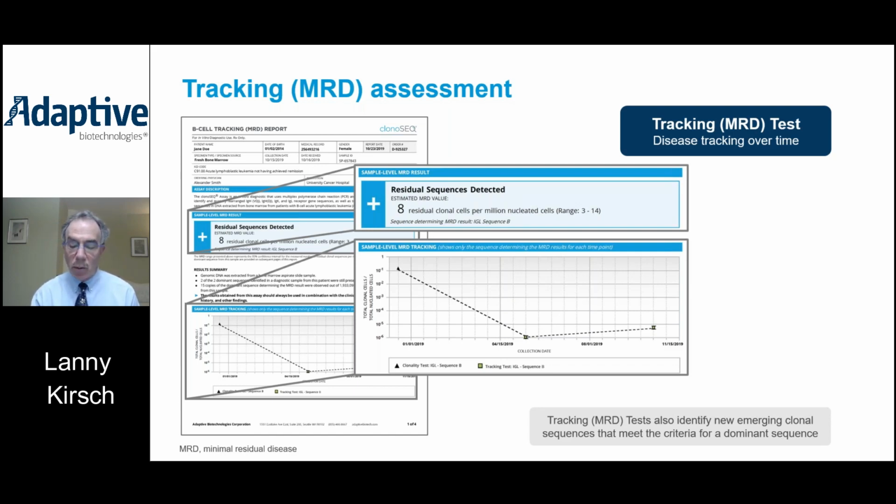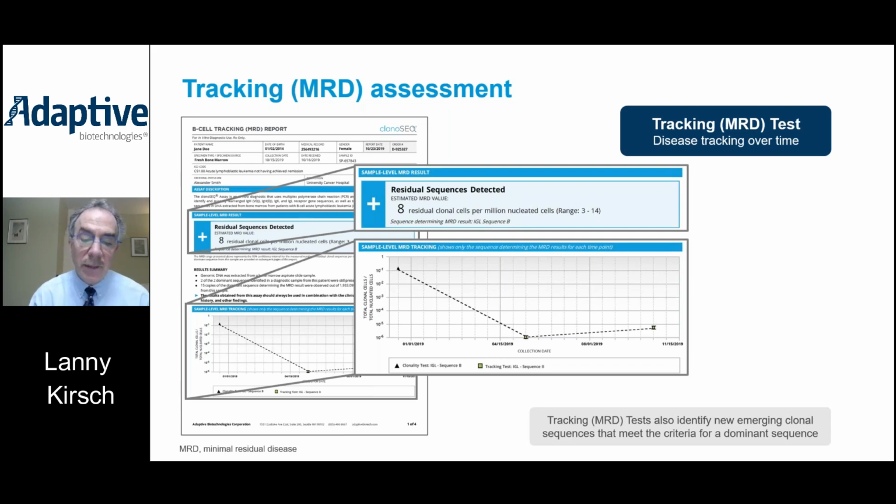additional pages of the report, which I'm not showing here, provide detailed information about the sequences within the malignant clone and all other sequences as well. This test can be run on any sample from which DNA can be extracted, including fresh samples, frozen samples, or formalin-fixed paraffin-embedded samples.